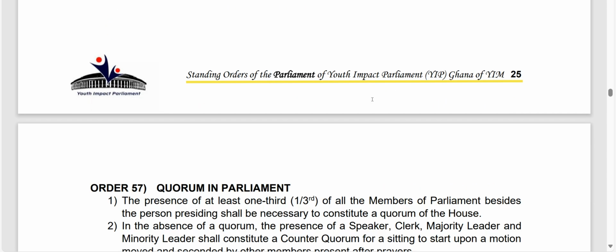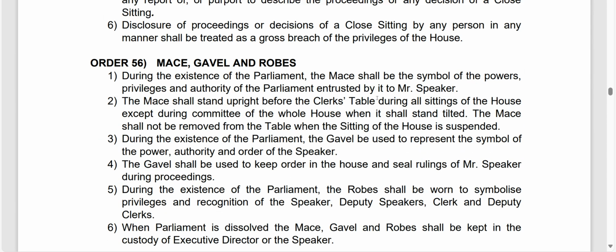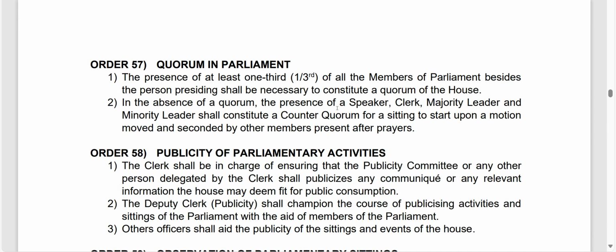Yes, so we have the mace, gavel, and robes as well. The robes are worn by our officers and it distinguishes them. Someone would think the robe is just too colorful, but you don't know the relevance. If, say, a day that we don't wear the robes, you realize that it looks like a family meeting. The robes help. They bring the colors, and it makes you have the feeling of a parliament. So the robes are relevant.